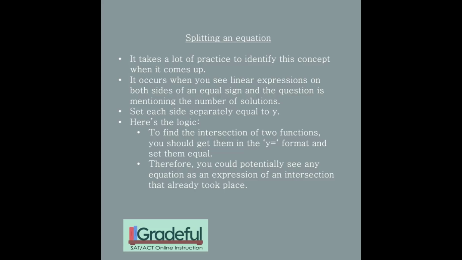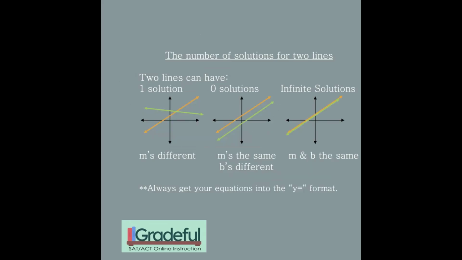Now, when we do that, it becomes another question type, which is another common, maybe easier question type, the idea of the number of solutions for two lines. The number of solutions on the SAT is an important idea. The number of solutions for a quadratic is a reference to the idea of the discriminant, but the number of solutions for two lines is a reference to this.